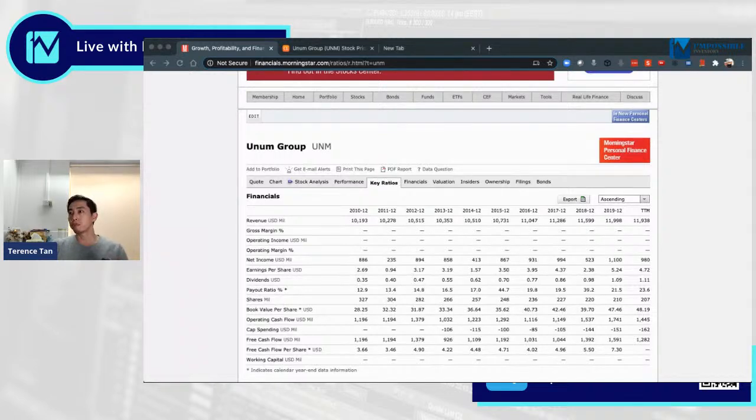Unum Group. Now, why do I like Unum Group? First, let me discuss a little bit about the company if you're not familiar. Unum Group is an insurance holding company. It provides a broad portfolio of financial products, of course, as we know. It basically operates through entities such as Unum US, Unum UK, and Unum Poland as well.